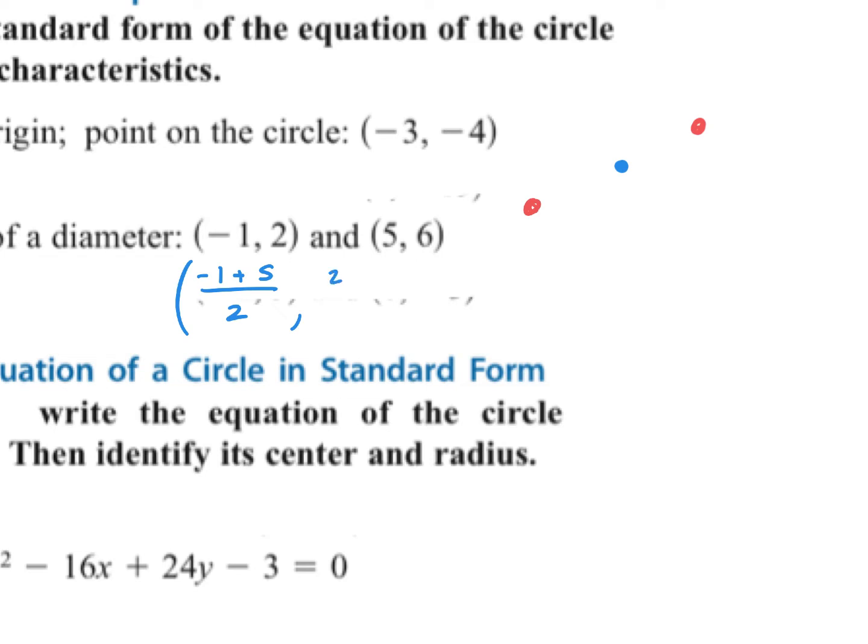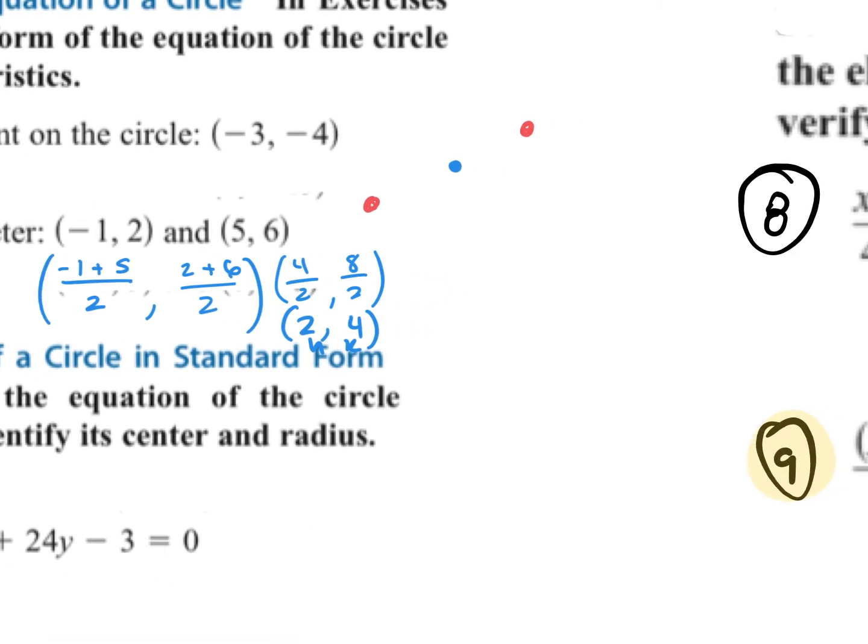And then y1 plus y2 divided by 2. So this would be 4 over 2 and 8 over 2, which would be 2, 4. So that would be our h and k. So I can plug those into my formula. I have x minus h, sorry. So x minus 2 squared plus y minus 4 squared is equal to r squared.